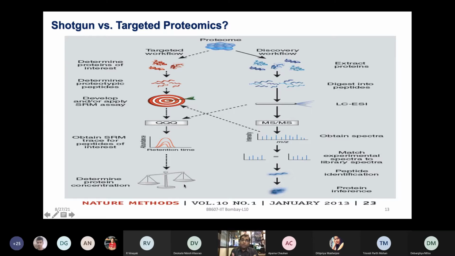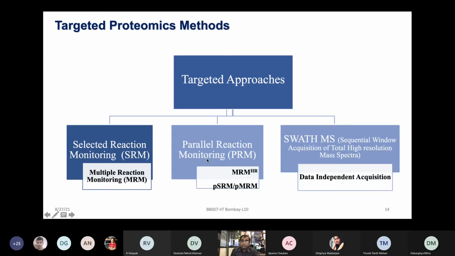Of course, you can increase the number of samples. For example, this discovery work was done on 100 samples, 50 healthy, 50 diseased. Now you can go to 500 samples, including the 100 of the previous ones, and add 400 more samples. In that way, you can validate more samples in targeted proteomics.